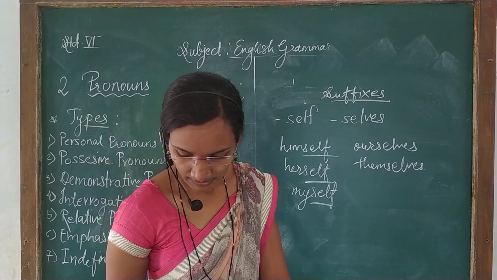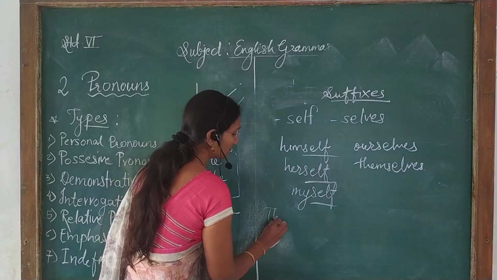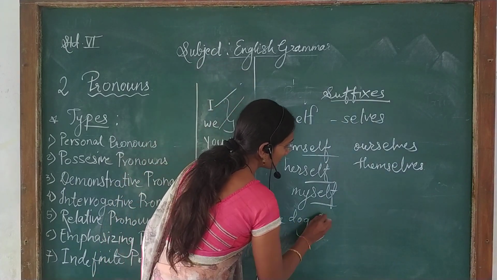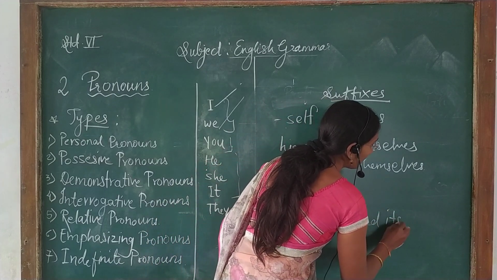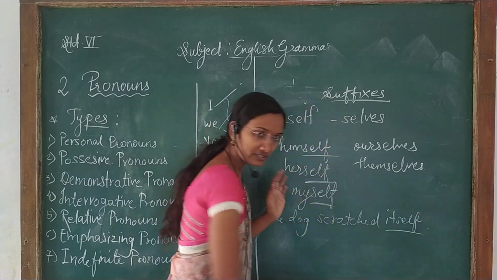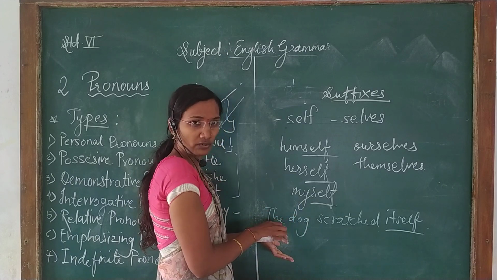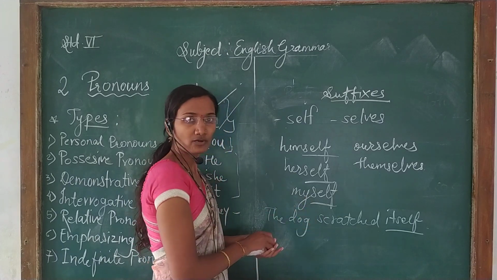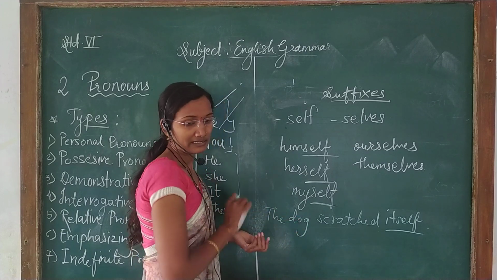For example, the dog scratched itself. The dog scratched itself, okay. It is used for animals, okay. So this is called emphasizing pronoun, okay. The dog itself, dog only, itself scratched. Okay, no other animal scratched it, itself only scratched it.